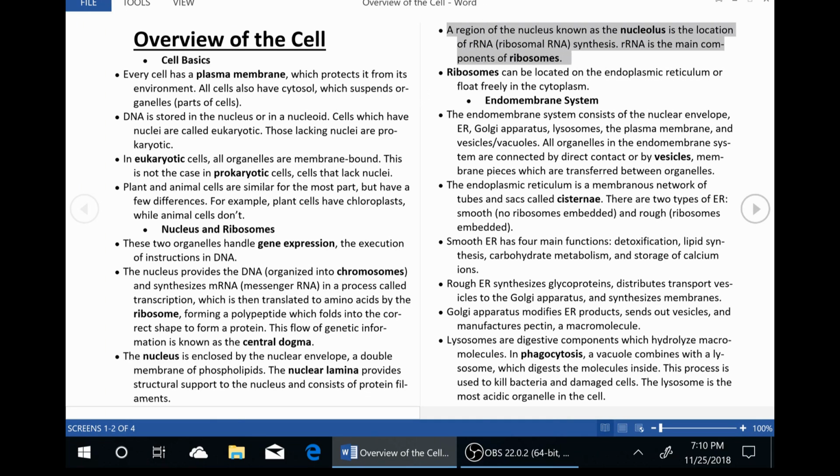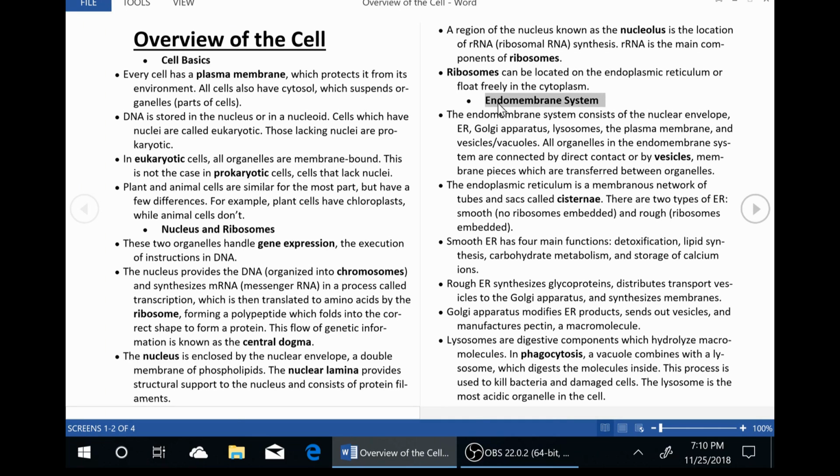There's a region of the nucleus known as the nucleolus, and this is where the rRNA, ribosomal RNA, is synthesized. This is really important because this is the main component of these ribosomes, as we've mentioned. A really important distinction I want to make is that ribosomes can be located either on the endoplasmic reticulum, which we'll cover later, or they can just float freely in the cytoplasm and synthesize mRNA there.